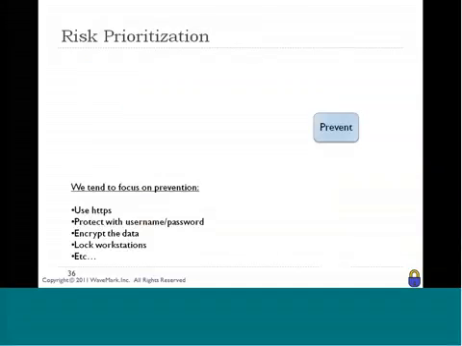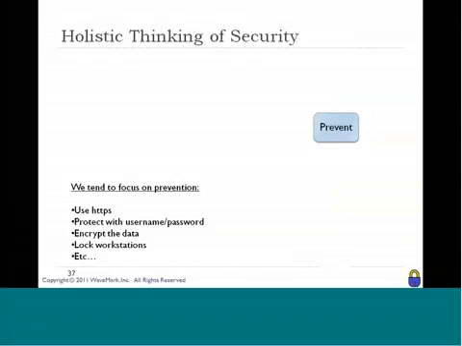But once this has happened, what do you do? How do you look at threats? There's a common tendency to focus on prevention, which is not bad, but it's bad if you only focus on prevention. People tend to think of security threats in terms of prevention: using HTTPS, protecting with username and password, encrypted, very difficult to guess password, change it every 30 days, locking workstation, and so on.